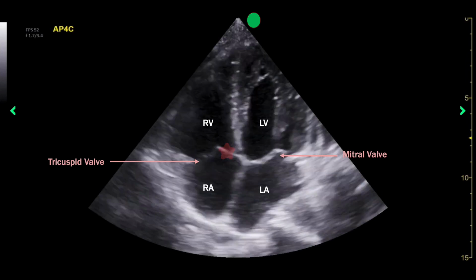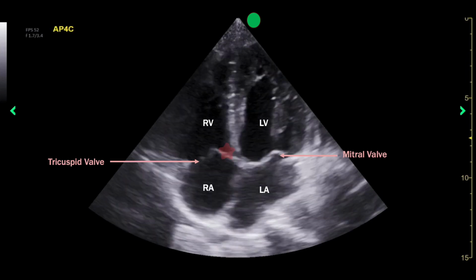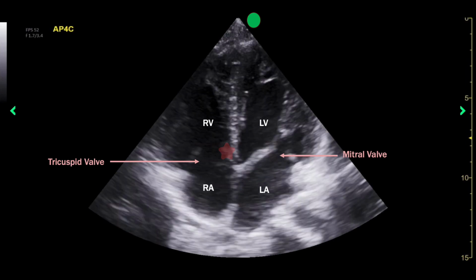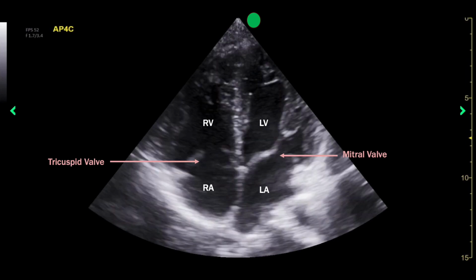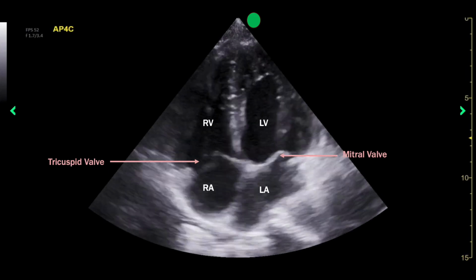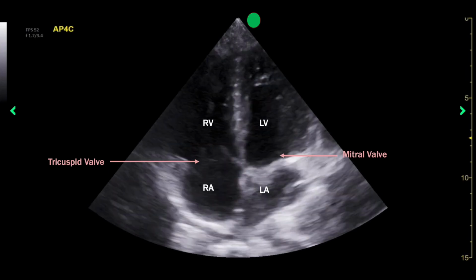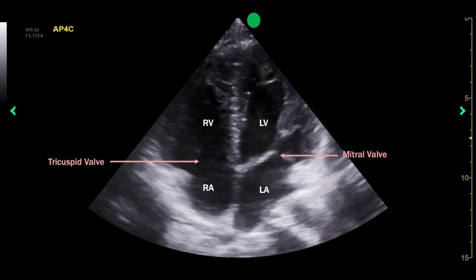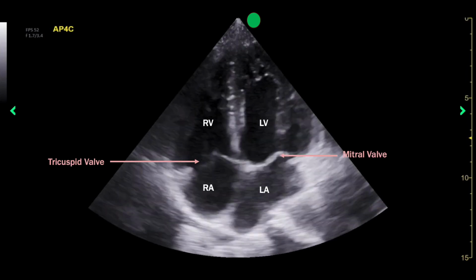So you'll see that this valve right here is essentially just a little bit more inferior, as compared to the mitral valve, just where they come off the septum. So in this particular view, again, we can appreciate all 4 chambers and we can assess for size and function of all 4 chambers. We can also look for valvular pathology, right?